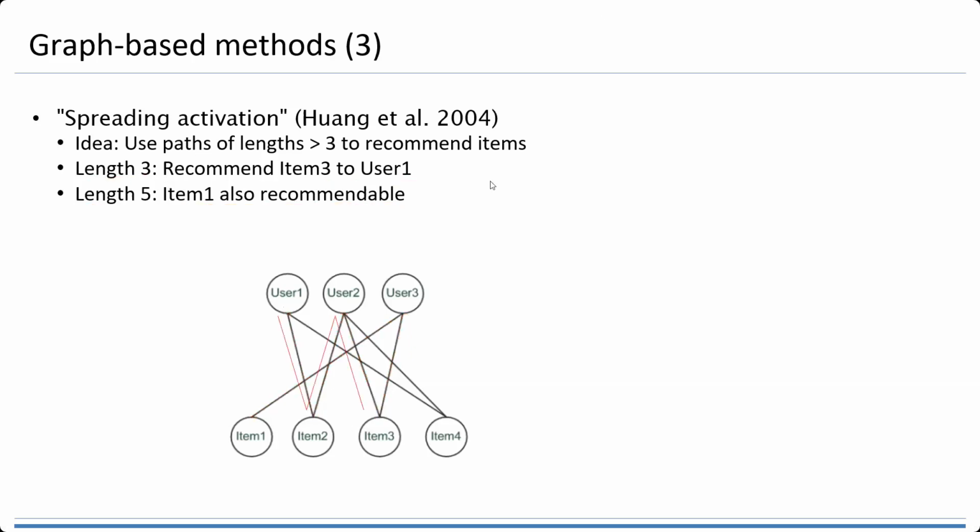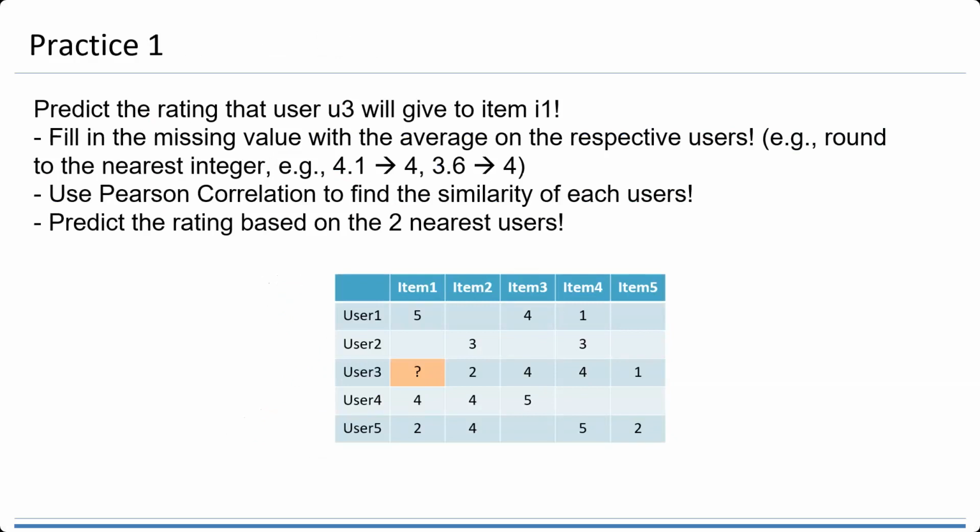Okay. So I give the red line: 1, 2, 3. This is length 3. And then 1, 2, 3, 4, 5. This is length 5. Okay. So I think that's all.